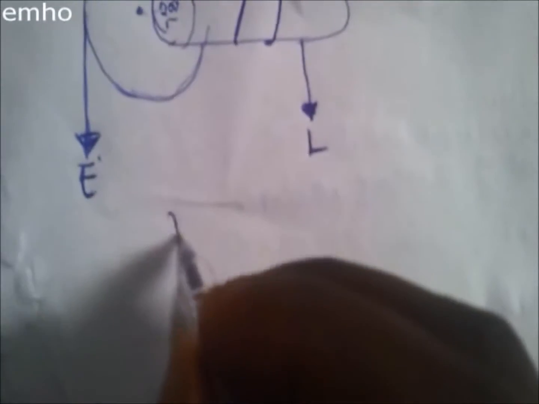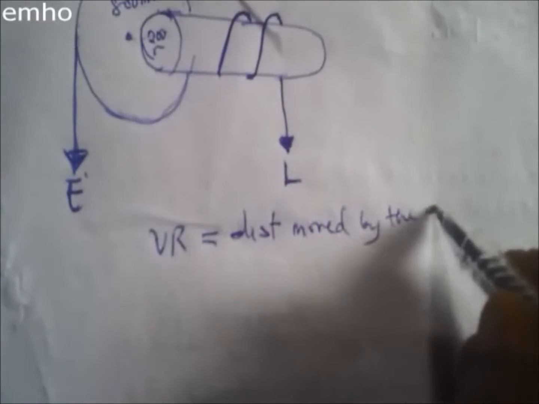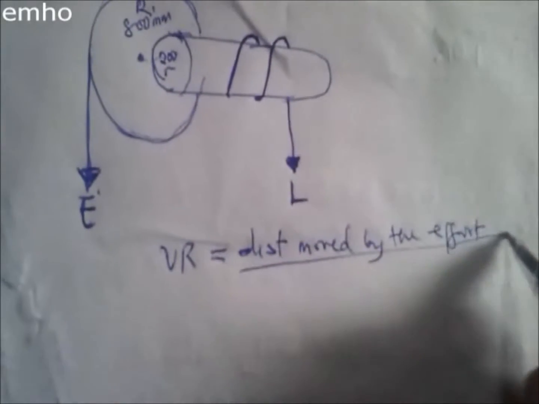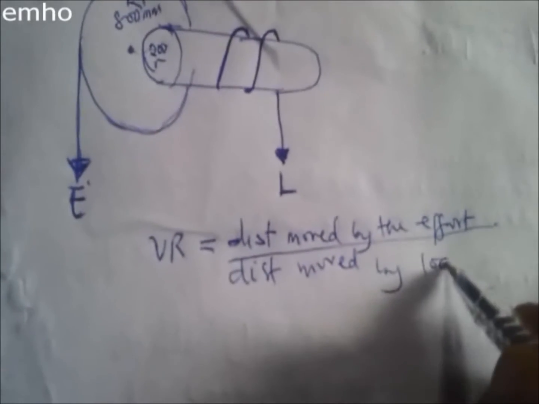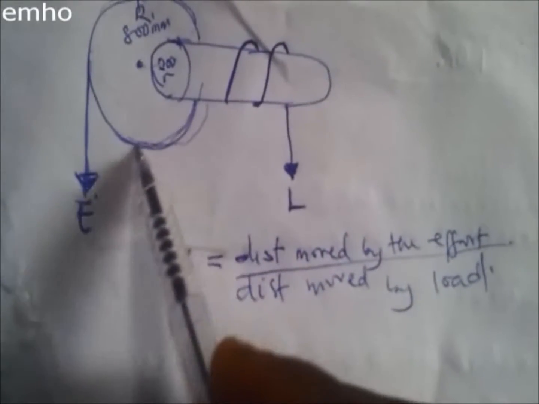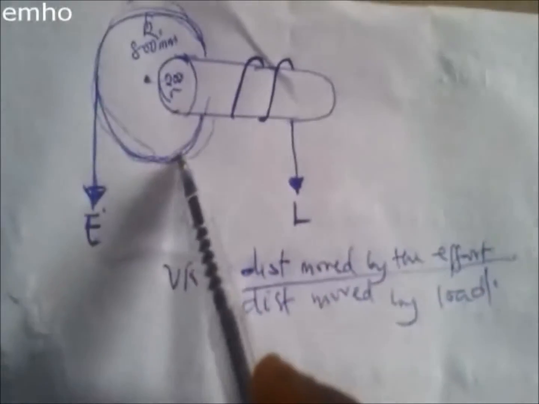And we know that our velocity ratio is equal to the distance moved by the effort over the distance moved by the load. This is where we are going to apply the force. This is where the force input is. This is where the force is applied. This is where the effort is.